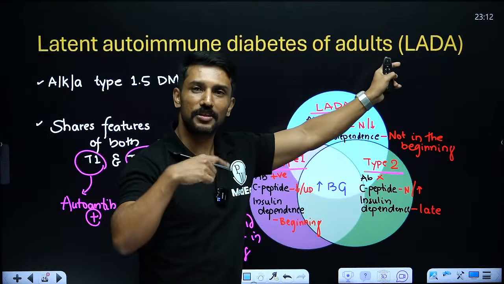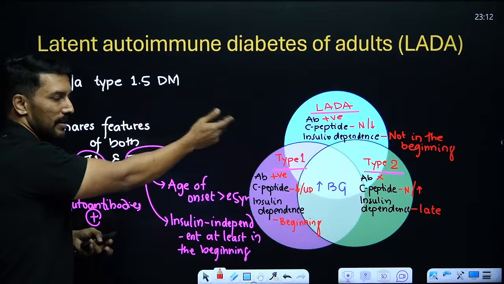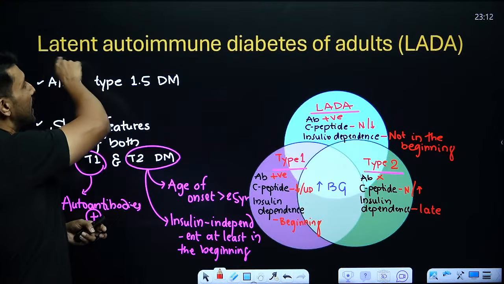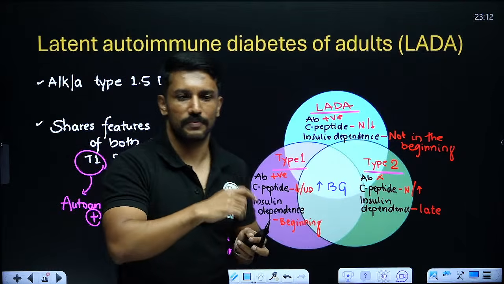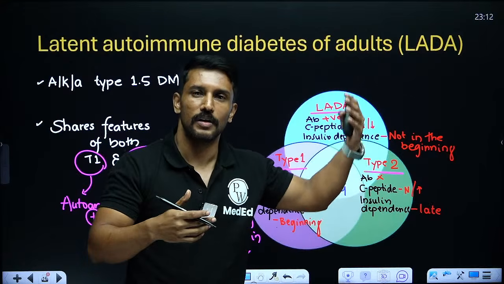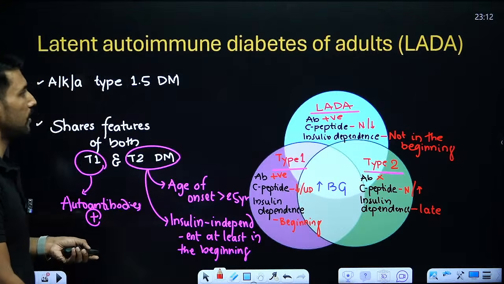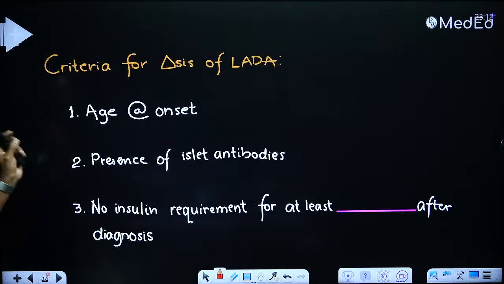It means age of presentation is in adulthood, after 25 years. And autoimmune because antibodies are there. And it is called latent because it is slowly progressive, right? For years together, it is progressing. And by the time he becomes an adult, 30 or 35 years old, then the disease manifests, right? That's why it is called LADA or latent autoimmune diabetes of adults, or type 1.5.